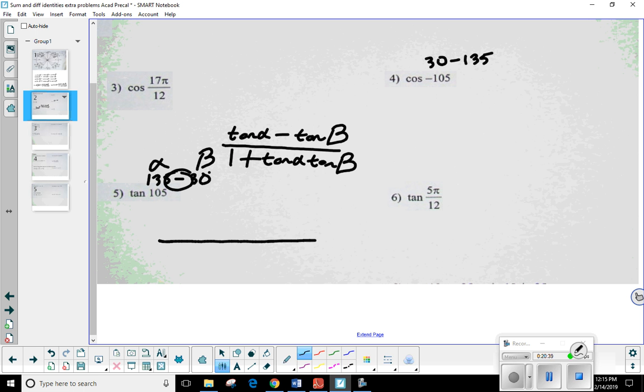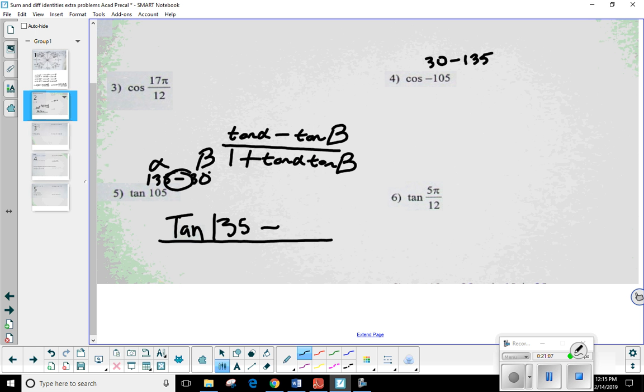So I've already got this. Oh, I thought somebody had a question. I'm sorry. Okay, so I've already got the division symbol for you. So what's alpha? 135. So what would tangent of alpha be? Tangent of 135. There you go. So all you're doing is just plugging in alpha and beta. So tangent 135. Okay, minus.